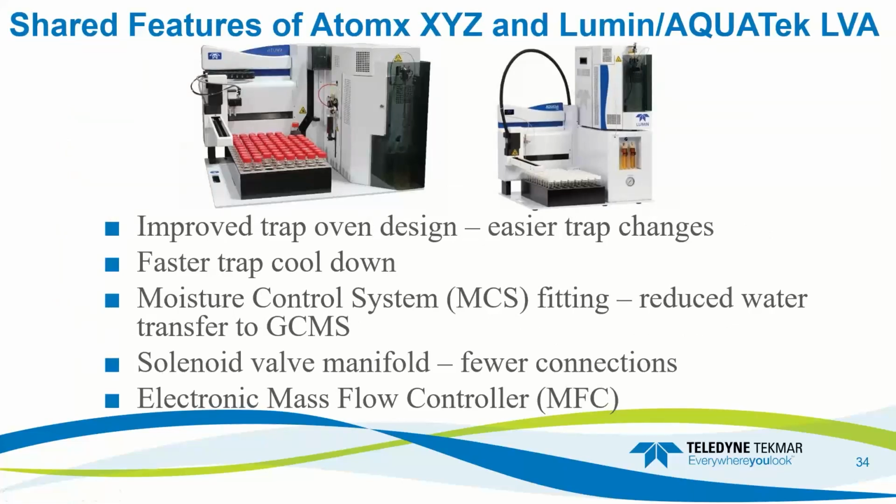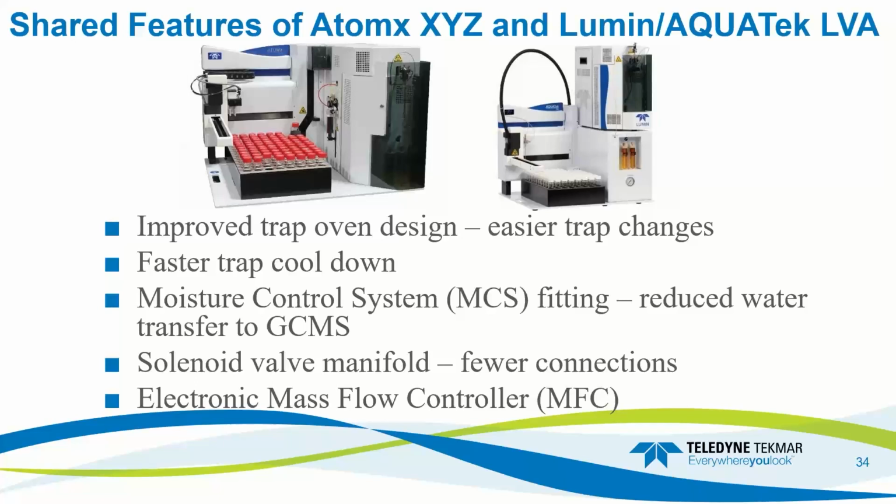All right, so we've been able to go over a lot about how purge and trap works and how the different parameters you can change to create an efficient purge. But there are some shared features in our products, the Atomics XYZ and the Lumen Aquatech LVA, that help decrease sample cycle time, therefore increasing your sample throughput. The improved trap box and trap oven design leads to easier trap changes. It also has a faster trap cool down time because of the air intake. So cool down time is reduced by 22% or more over the previous models.